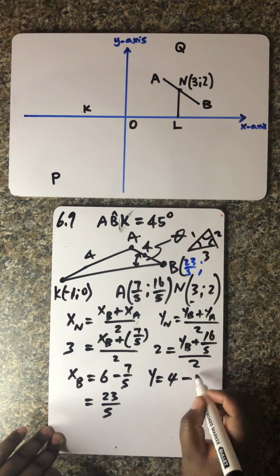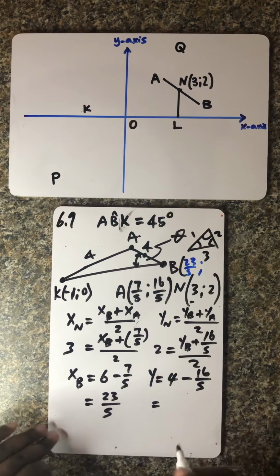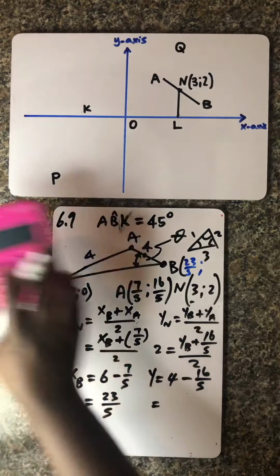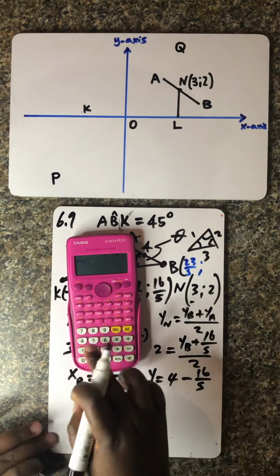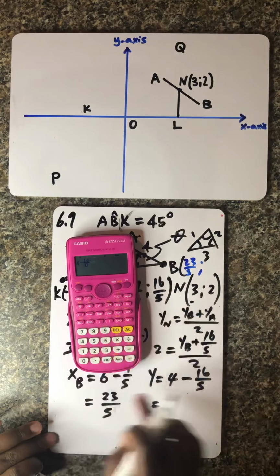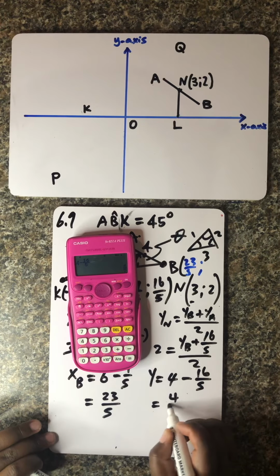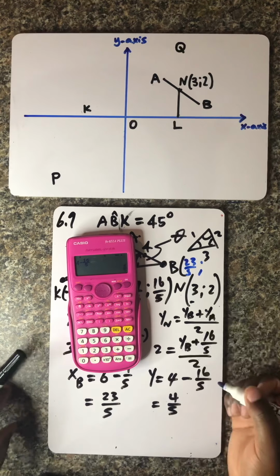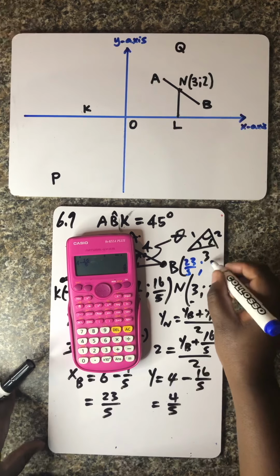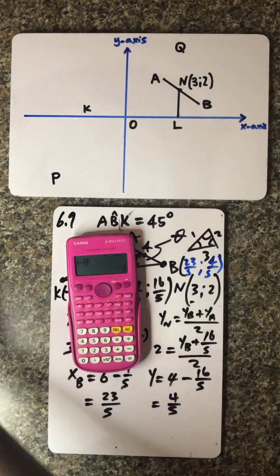Then you move it to the other side, it changes a sign. It's that, which is equal to, then we just take a calculator to say 4 minus 16 over 5. This is equal to, I'm getting 4 over 5, ladies and gentlemen. I'm not sure if you're also getting the same answer when you punch. So that means you've got 4 over 5 over there.